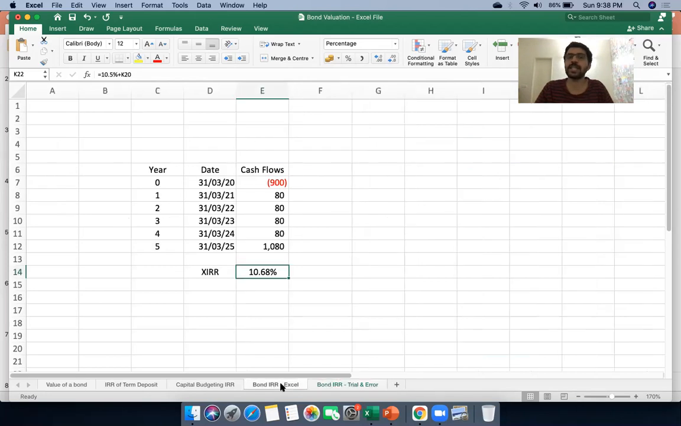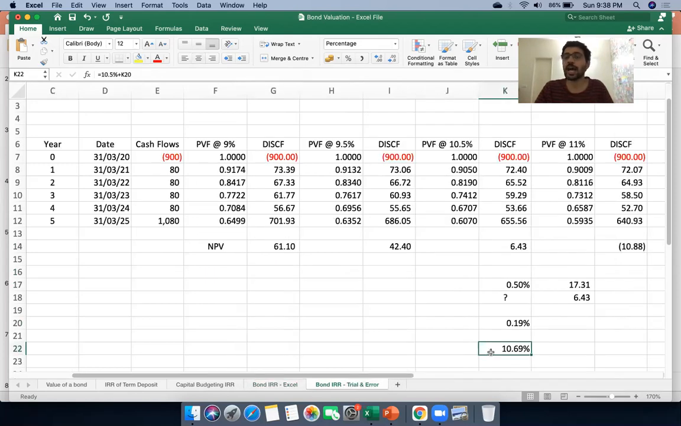Okay, if you actually see in the previous where I used the Excel formula, I had an answer of 10.68%. Over here, I'm having an answer of 10.69%. This is slightly getting rounded off. Reason being, I have assumed that a 0.5% increase is directly resulting in a $17.31 decrease in NPV, whereas actually NPV and discount rate are not linearly correlated, right? They're exponentially correlated.